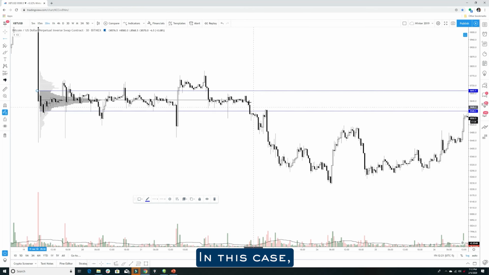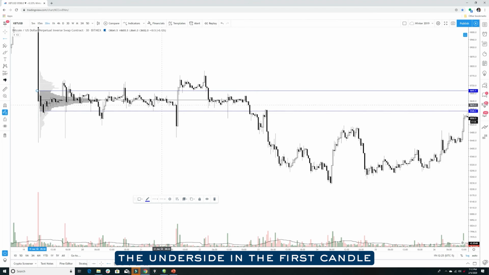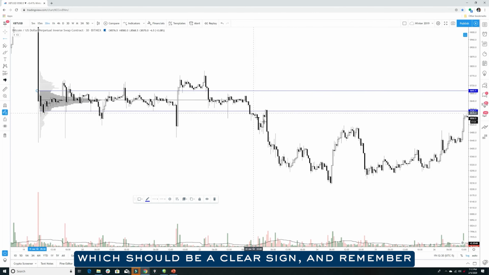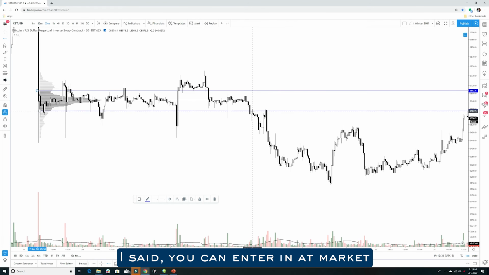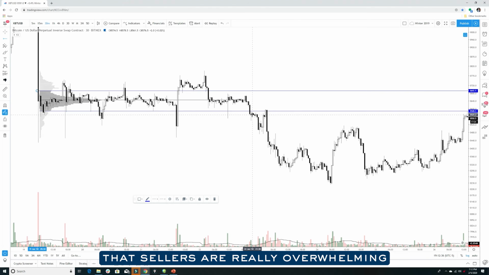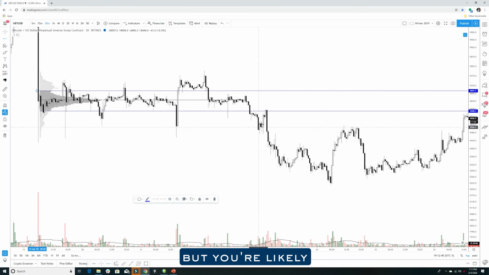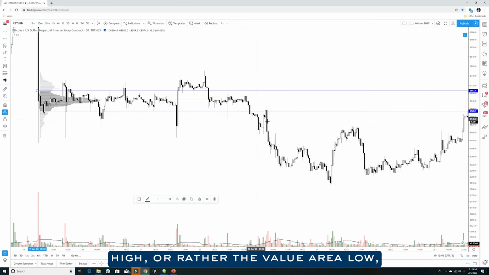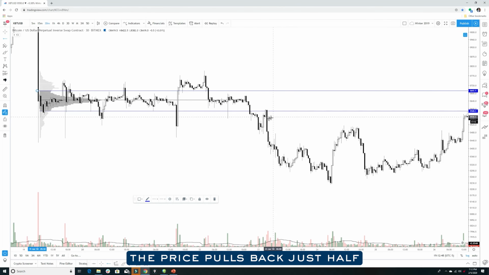In this case, you could see that we snapped down and immediately we're testing the underside in the first candle. So the first candle is being rejected, which should be a clear sign. And remember I said you could enter in at market with acceptance, with immediate sign that sellers are really overwhelming buyers or that buyers are just not stepping in at all. You could enter in at market, but you're likely going to get that pullback. So in this case, we did get a pullback to the value area high, or rather the value area low, but sometimes you might even see the price pull back just half.